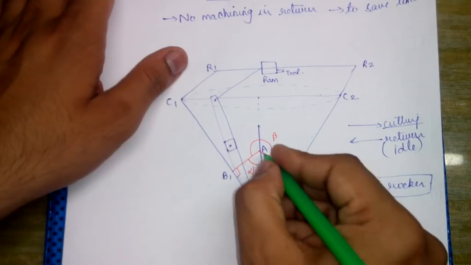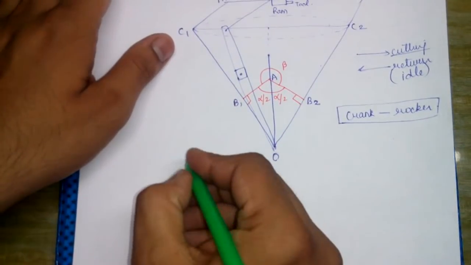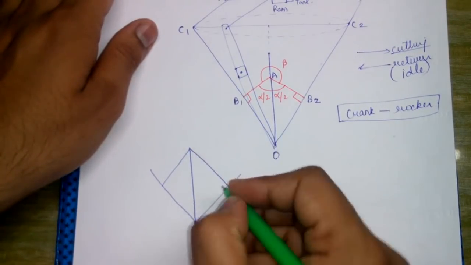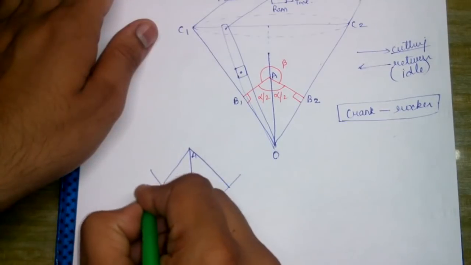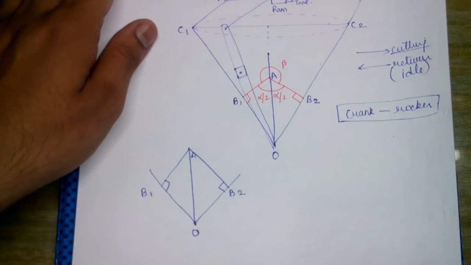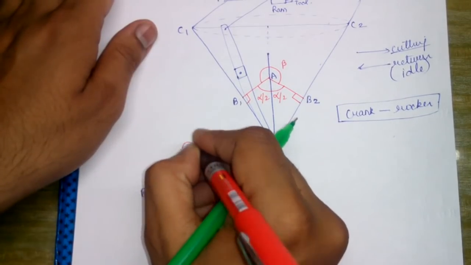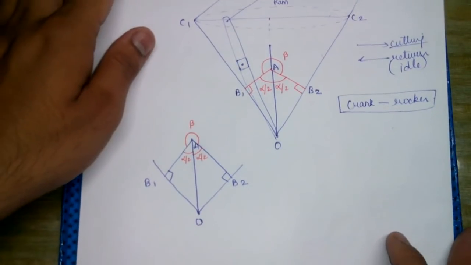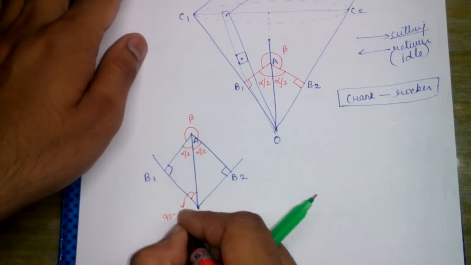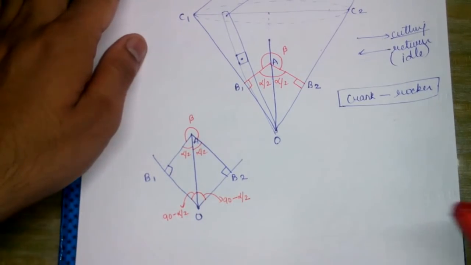Now this is the angle. We are always going to consider only this part for our numerical purpose, so I will draw it separately. This is O, this is A, this is B1, this is B2, and this angle is 90 degrees. This angle is alpha by 2, this angle is also alpha by 2, and this complete angle is beta. So this is 90 degrees, this is alpha by 2, this becomes 90 minus alpha by 2, and this angle also becomes 90 minus alpha by 2.